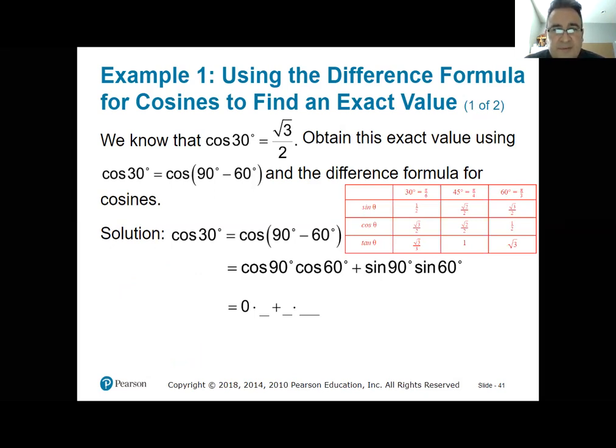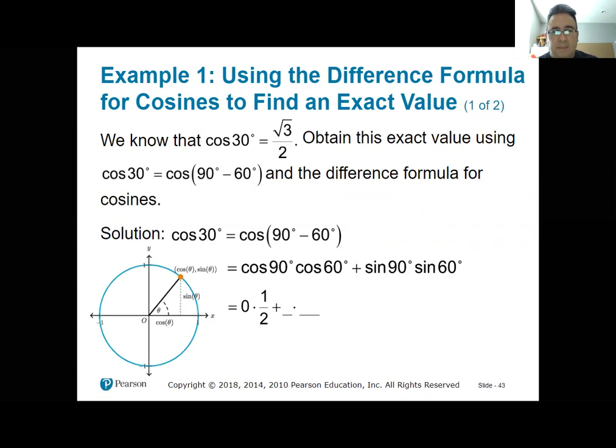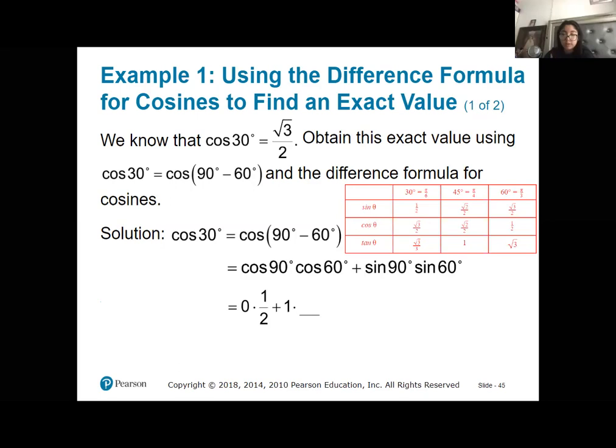So we have cosine of 60 is? 1/2. Very good. And then we have now sine of 90, so we're back at the circle. Sine of 90 would be what? 1. Very good. Sine of 90 is 1. And then we have sine of 60, which is square root of 3 over 2. Good job. And from here, it's algebra. Good job, Sarah. 0 times 1/2 is? 0. And then plus 1 times the square root of 3 over 2 is? Radical 3 over 2. Square root of 3 over 2.